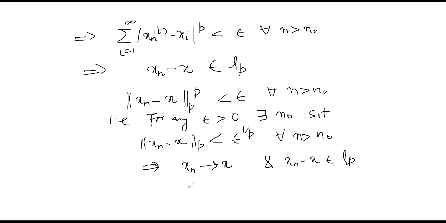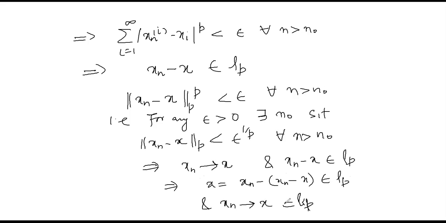Again the same thing: it implies that x, which equals xn minus (xn minus x), also belongs to lp. And of course xn converges to x, which belongs to lp. So every Cauchy sequence converges inside lp, which implies lp is complete. Which implies lp is complete for all p, which implies, of course, lp is a Banach space.